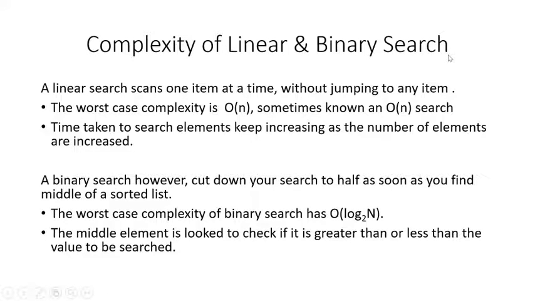Complexity of the linear and binary search algorithm. How many steps will it take to find an element inside the list using the linear and the binary search algorithm? A linear search scans one item at a time without jumping to any item. So that means the worst case complexity is O(n), which means that it will take n steps to find an element in the worst case.